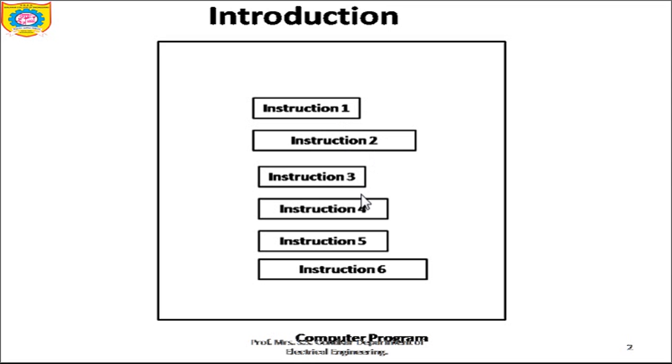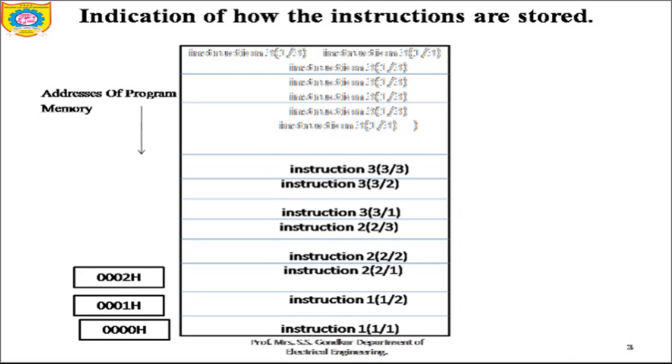So a computer program is basically stored in a program memory, but we know that program memory has a limited area. So if the instruction is too long, then it is to be stored in separate locations in the program memory. So let's see here how the instructions are stored.